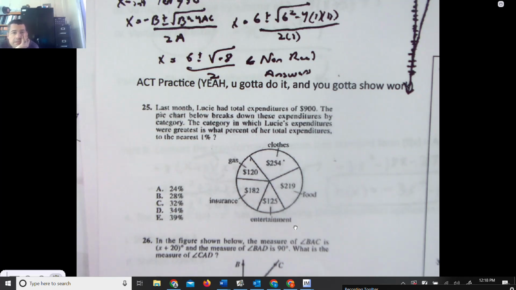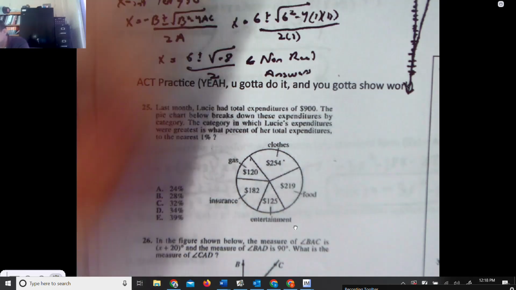Let's see, we got some ACT practice. It says, yeah, you got to do it, you got to show your work. So last month, Lucy had total expenditures of $900. Good Lord, I probably spend $900 to $1,000 a week on my family. This must be an old test. The pie chart below breaks down these expenditures by category. The category in which Lucy's expenditures were greatest is what percent of her total expenditures? To the nearest 1%. So we want to know what?